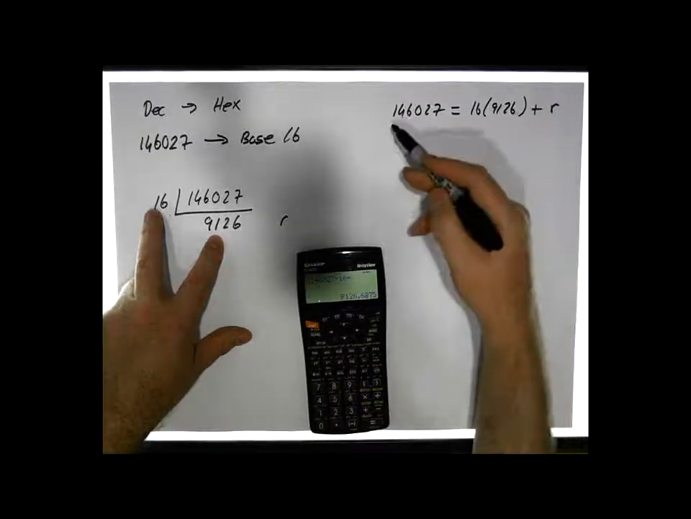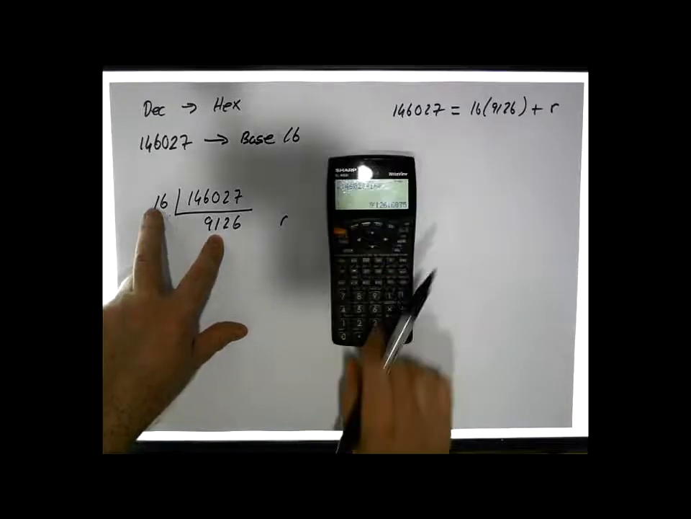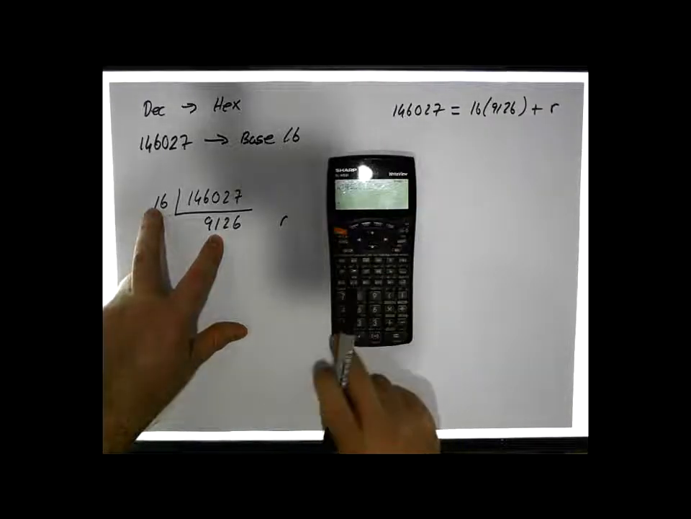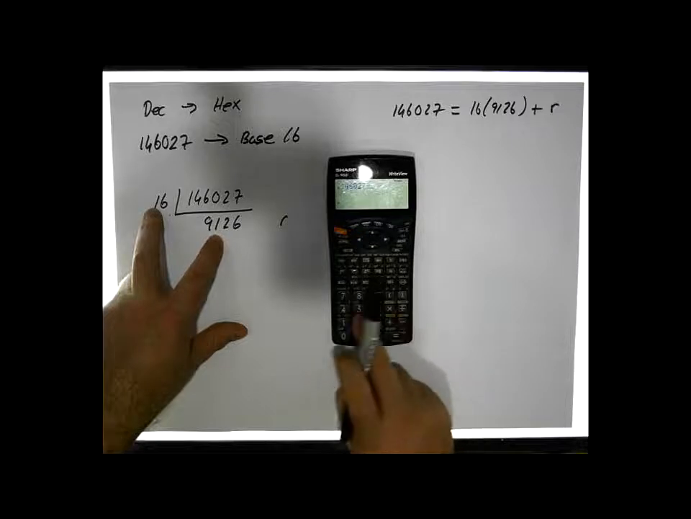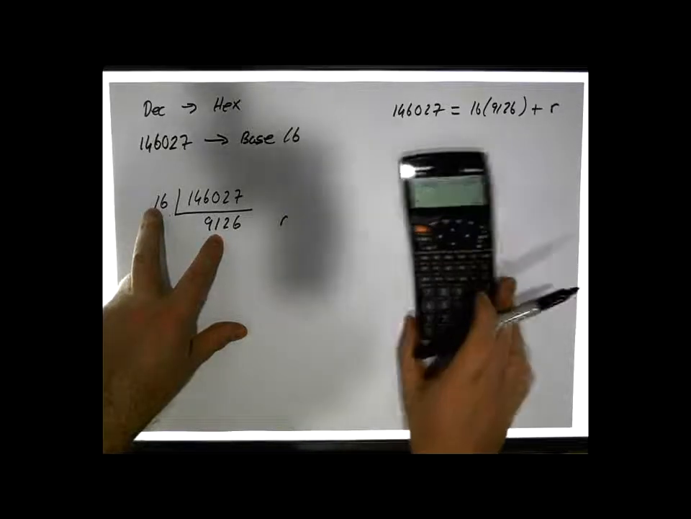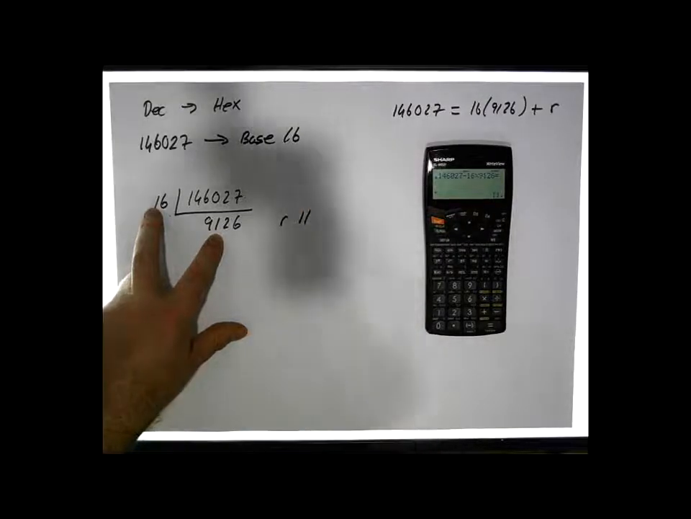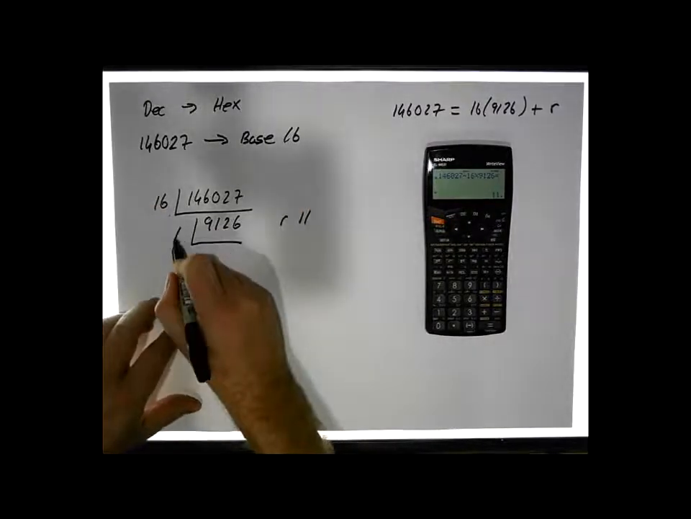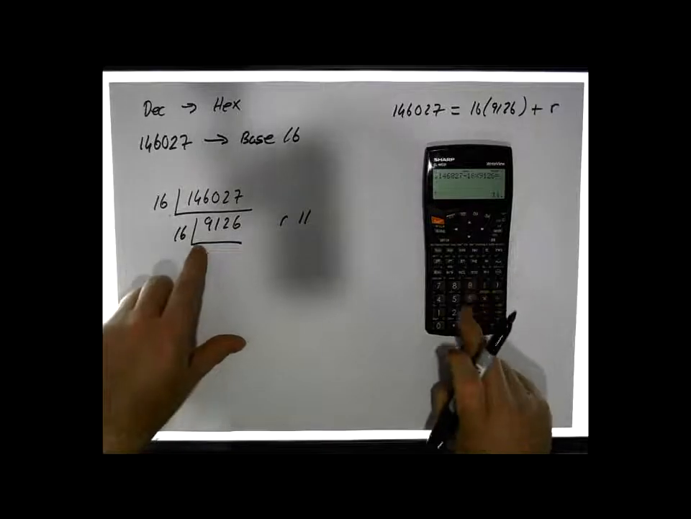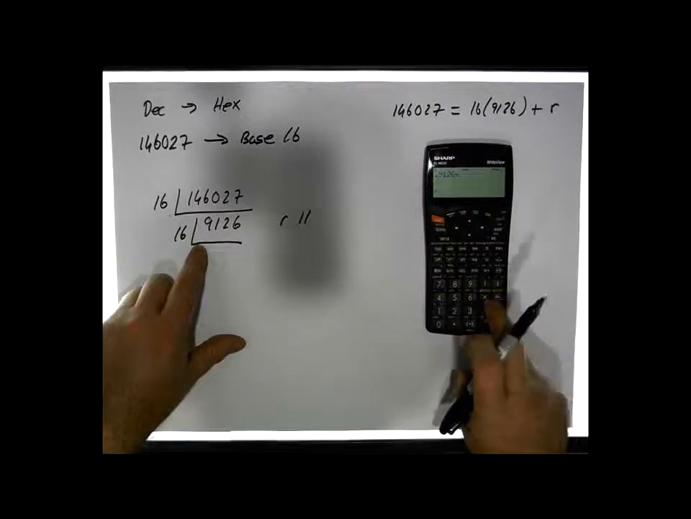Bring this over, it becomes negative. Take this away from this. So effectively, we have 146027 minus 16 times 9126 gives us a value of 11. So the remainder is 11. Divide this by 16. Now we have 9126 divided by 16.